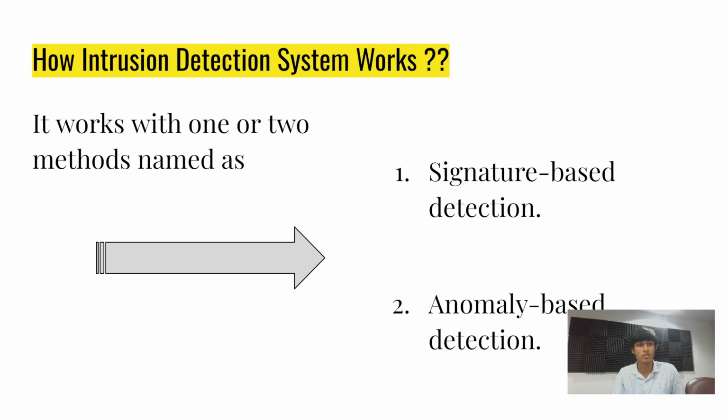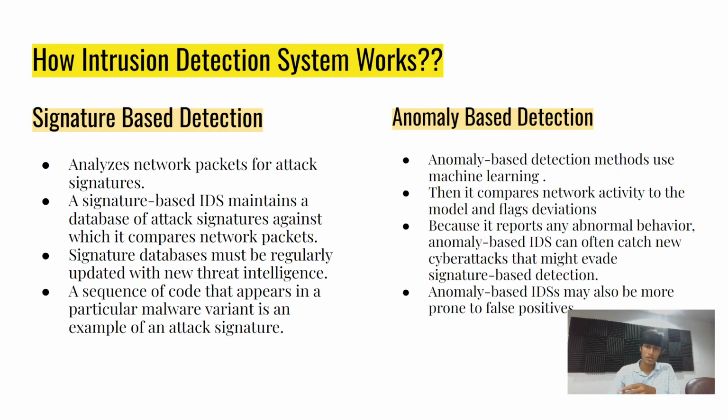It works with one of two methods, named signature-based detection and anomaly-based detection. So what is signature-based detection? It analyzes network packets for attack signatures. A signature-based IDS maintains a database of particular signatures. If somebody attacks with another signature, that signature won't match, right? The signature database must be regularly updated with new threat intelligence. A sequence of code that appears in a particular malware variant is an example of an attack signature.